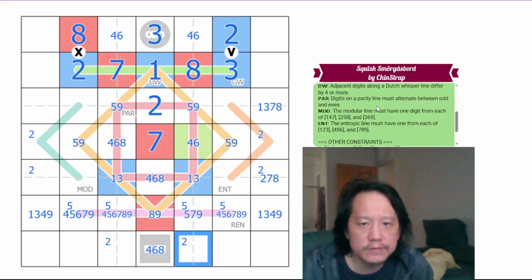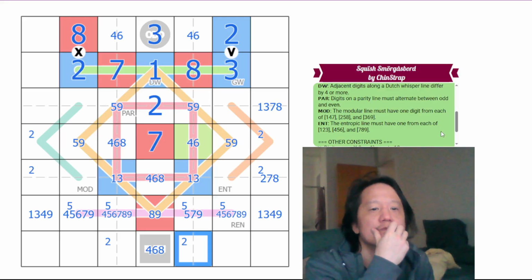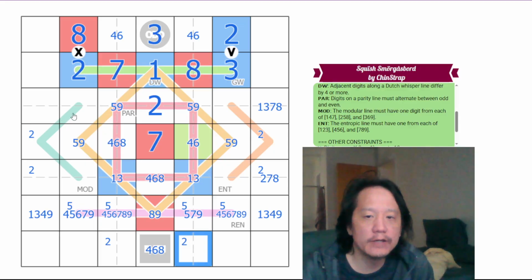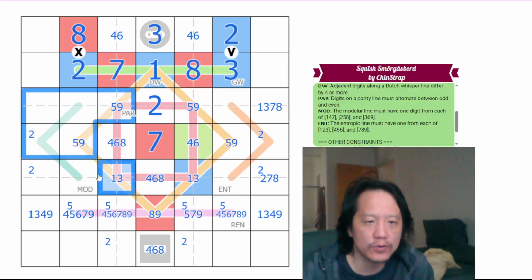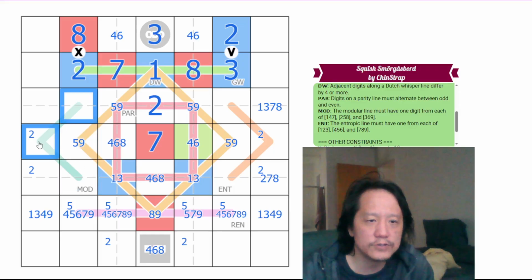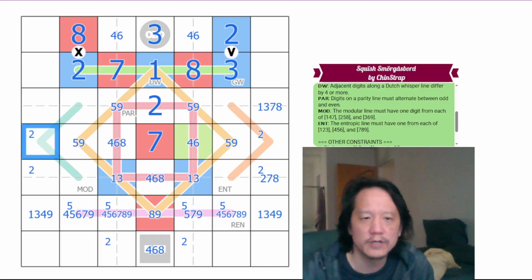Modular lines. Where is the 2 mod 3 modular line in box 4? It cannot be either of these because we're missing 2 and 8 here, and the 5-9 pair precludes that from ever being 5. So the 2 mod 3 digit on this modular line has to be here, and it's 2 or 8.